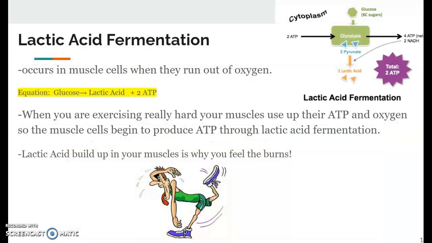All right. Lactic acid fermentation occurs in muscles when they run out of oxygen, right? The equation for that is glucose produces lactic acid and 2 ATP. So again, notice that no other process is really giving you this big 38 or 34 molecules of ATP other than aerobic respiration. So aerobic respiration is preferred. When you're exercising really hard, your muscles use up their ATP and oxygen. So the muscles begin to produce ATP through lactic acid fermentation. And that, my friends, is why you feel the burn when you work out really, really hard.